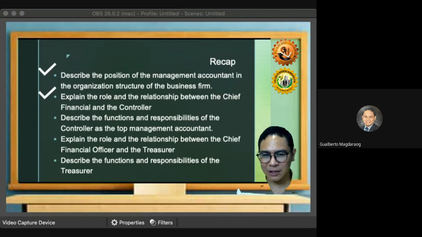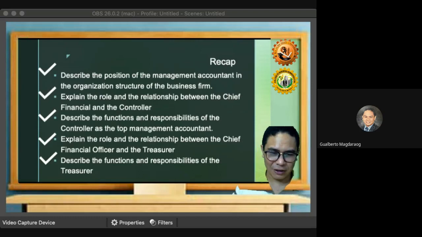Si CFO, manage lang, command lang siya. Describe the function and responsibilities of the controller as the top management accountant. Yun, it's either for your department, meron kang line authority. You have the right to command sa department mo. Explain the role, the relation. Okay. CFO and treasurer. Okay. So yan yung, I think you have this already. We have discussed this already. Ingat yaman.